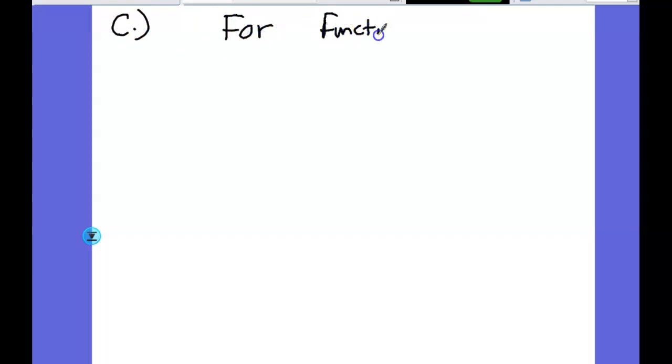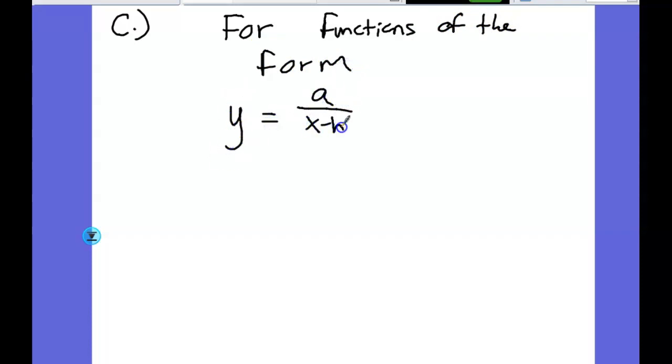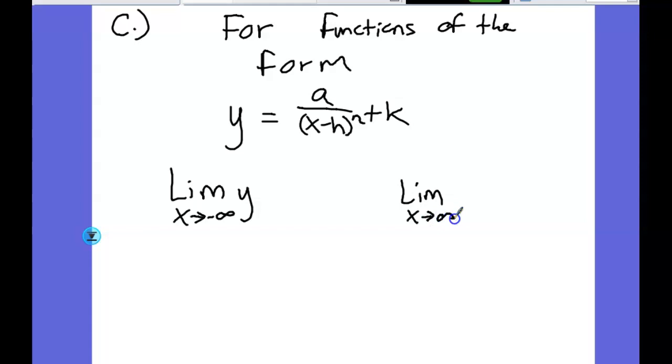For functions of the form y equals a over x minus h to the nth power plus k, the limit as x goes to the left and the limit as x goes to the right forever, for either one of them, is just going to be whatever that horizontal asymptote is. And up here, which one of these letters represents the horizontal asymptote? It's k.